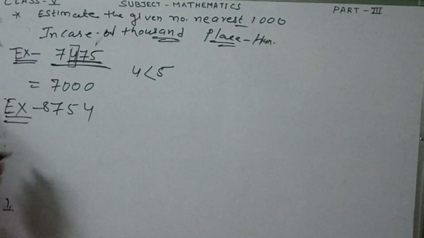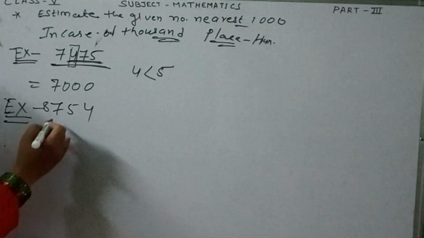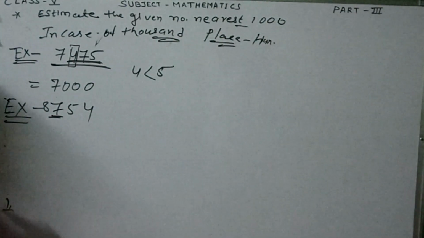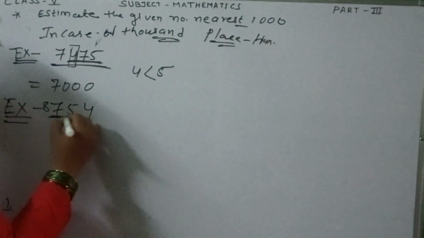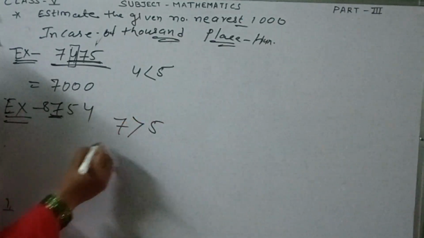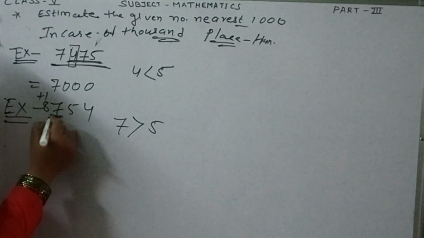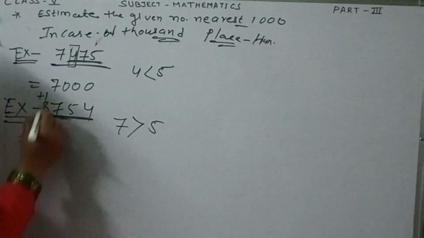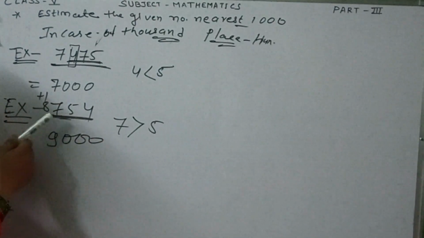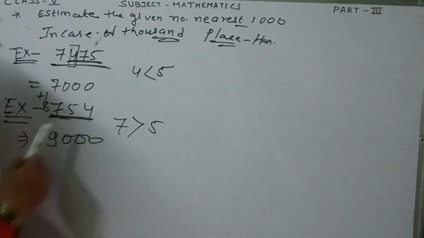You have to find the estimate value to the nearest 1000. In that case, you have to check the place value of 100. What is the digit in the hundreds place? 7. 7 is greater than 5, so it will give one more here, and these values will be 0. So 8 plus 1 is 9, and this one will be 0. So the estimate value of the number 8754 is 9000.